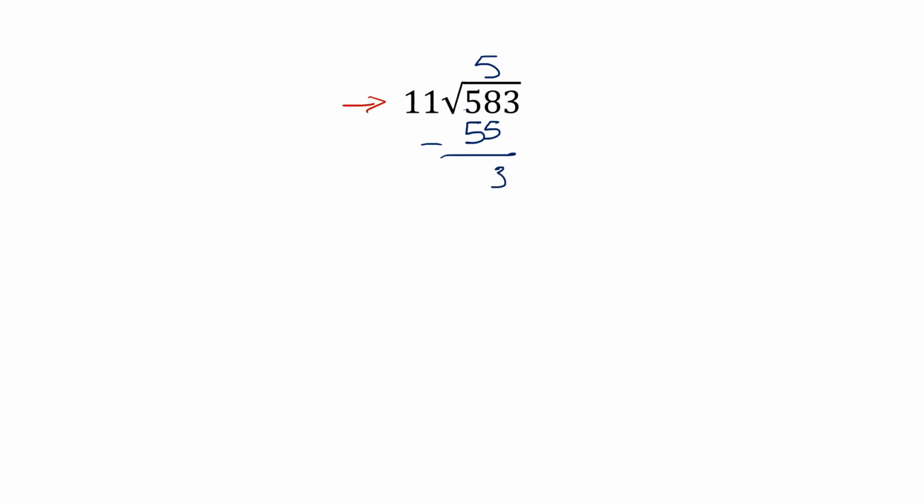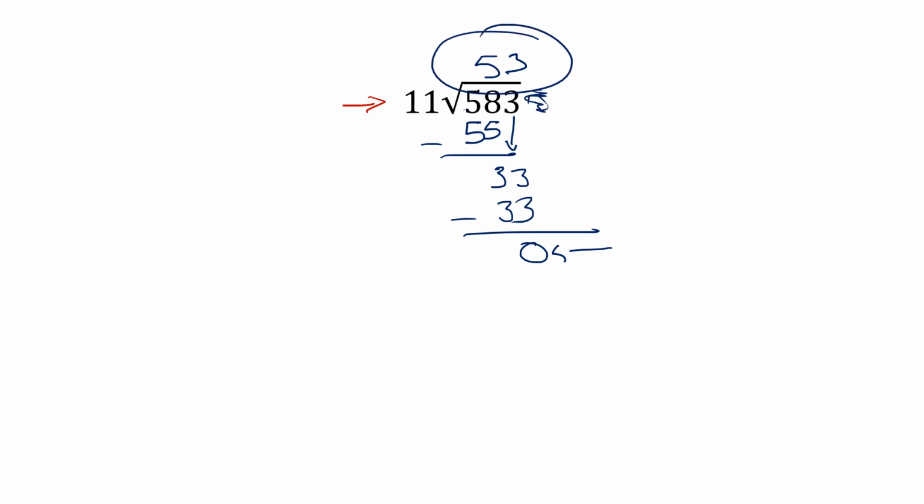Okay, next step. Bring down the next number to the right. So we'll bring down that 3. Now we want to know how many times 11 goes into 33. Well, 3 times 1 is 3, so 3 times 11 would be 33. So 11 will go in 3 times. We write the 3 over our 3. 3 times 11 is 33. Subtract, and we get 0. So there is no remainder for this problem because what we have left is 0. We don't have anything left to bring down, so we're done. Our final answer is 53.